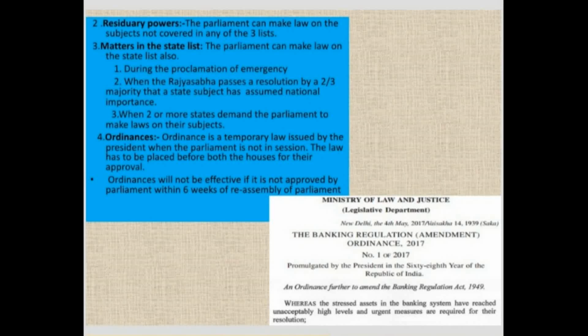To help you understand, the picture in the slide shows an ordinance. The Ministry of Law and Justice has issued an ordinance on the banking sector, and it was promulgated, that means it was issued by the president. So this is just for your understanding. I'm showing you an ordinance in the picture.